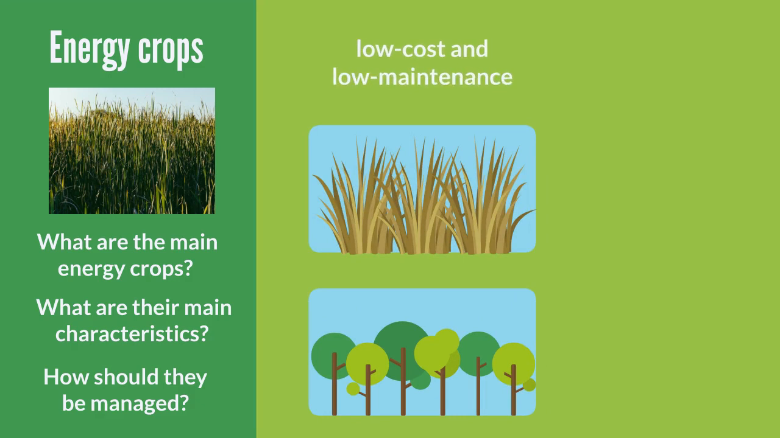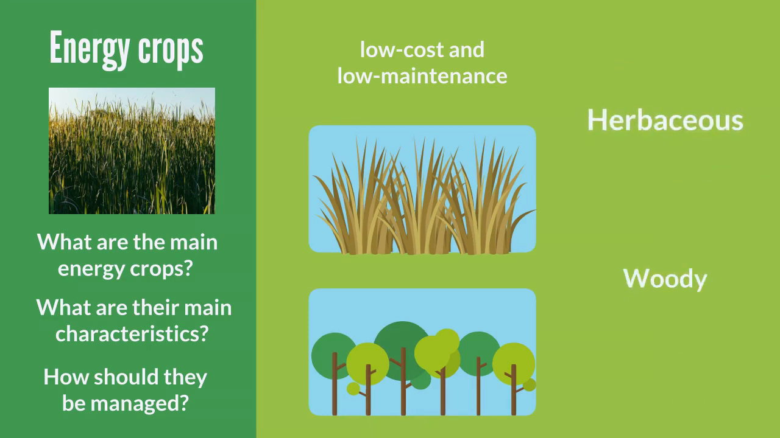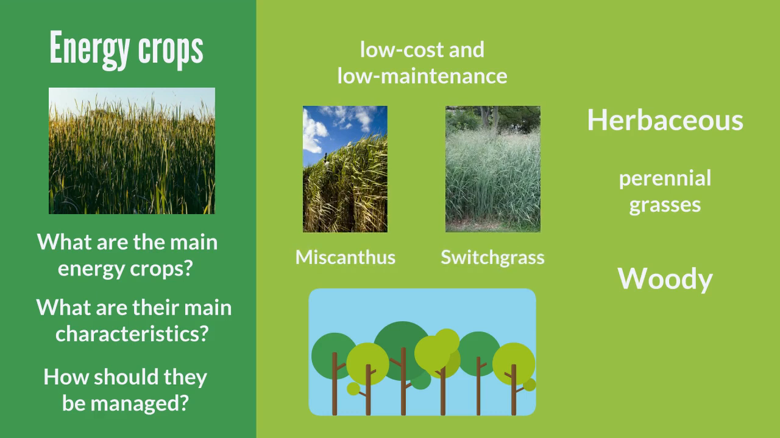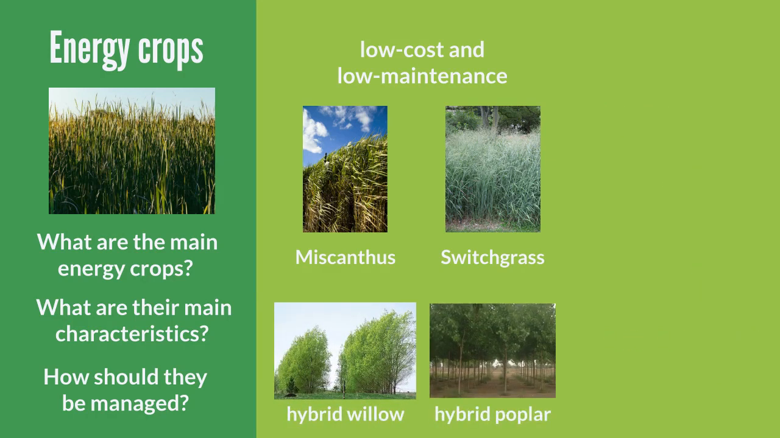Energy crops are low-cost and low-maintenance crops grown solely for energy production, not for food. The plants are generally categorized as herbaceous or woody. Herbaceous energy crops are mostly types of perennial grasses. This group includes plants like miscanthus, switchgrass, bluestem, elephant grass, and wheatgrass. Short rotation woody crops include many types of fast-growing trees such as willow and poplar.